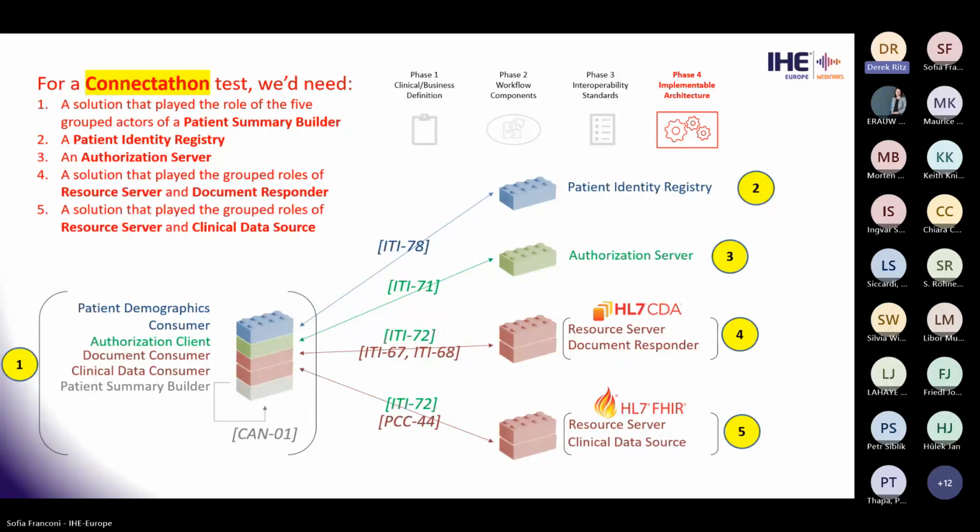Importantly, when we want to be able to test our implementable architecture at a Connectathon, we would have to have 5 entities. 1, the 5 Lego block patient summary builder. 2, a patient identity registry. 3, an authorization server. 4, a grouped resource server and document responder that could serve up CDA documents. And 5, a resource server and clinical data source that could serve up FHIR content.